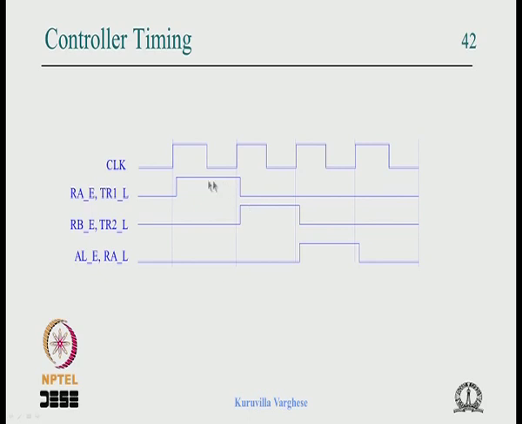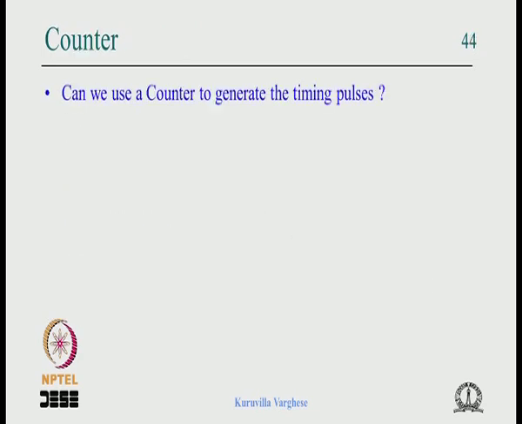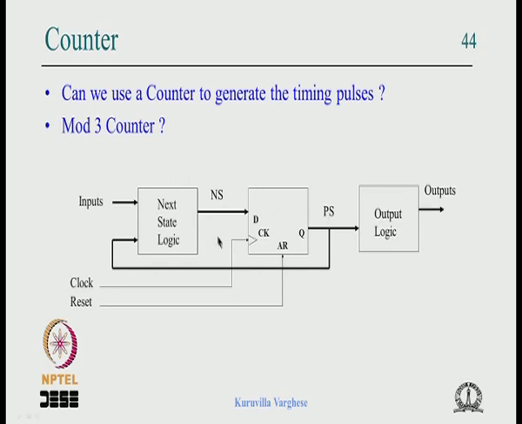The question was whether we can use a counter to generate this. Assume a counter counts every clock period like 0, 1, 2. At the 0th count a pulse is generated for these two signals separately. At count 1 this is generated, at count 2 this is generated. So at least for this part of the game a mode 3 counter is enough. That is what we have shown: you have a mode 3 counter which counts 0, 1, 2.